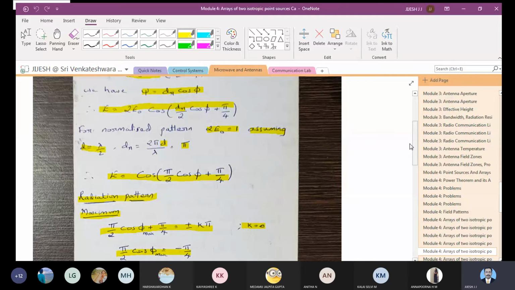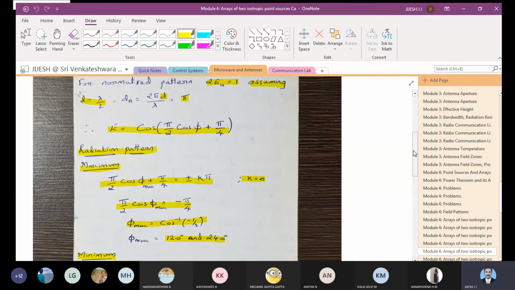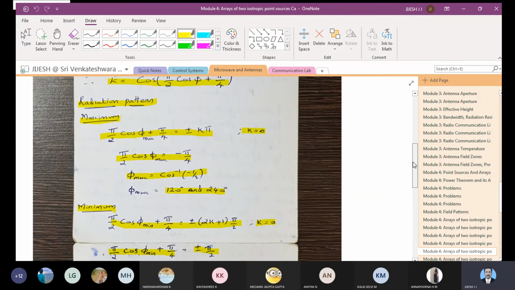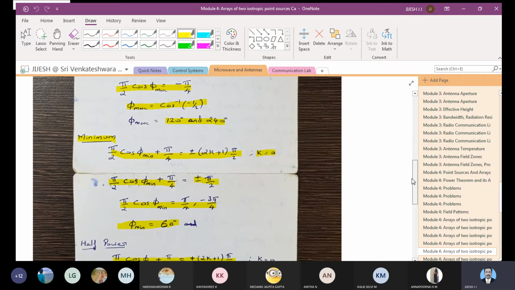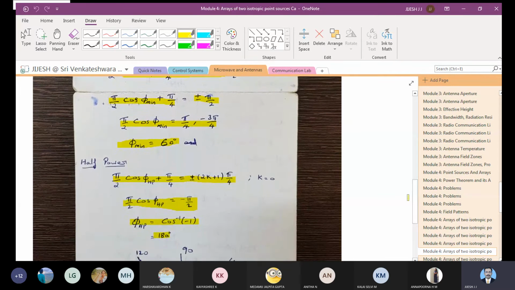To find out the maximum point, you need to equate (pi/2) cos phi maximum plus pi/4 to plus or minus k pi. After simplification, you get phi maximum equal to cos inverse of 1/2 minus 1/2, and phi max will be 120 and 240. Minimum values you also get at 60 degree, and half power points you get at 180 degree. So this now you have to plot in the graph.